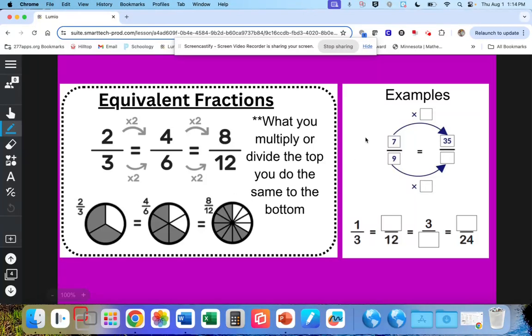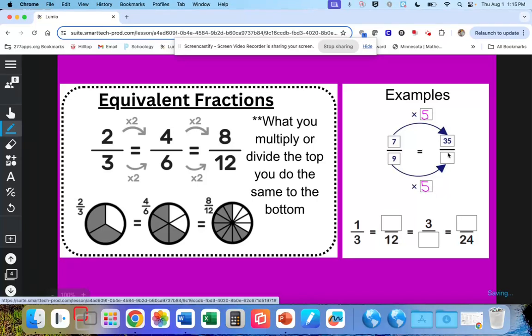Let's take a look at two different kinds of examples. So the first example is if I have a fraction on one side and then I only have a part of a fraction on the other side. I need to find out how I went from one to the other. So how did I get from 7 to 35? 7 times 5 gets me to 35. What I do to the top, I do to the bottom. So 9 times 5 is going to get me my equivalent fraction amount of 45.